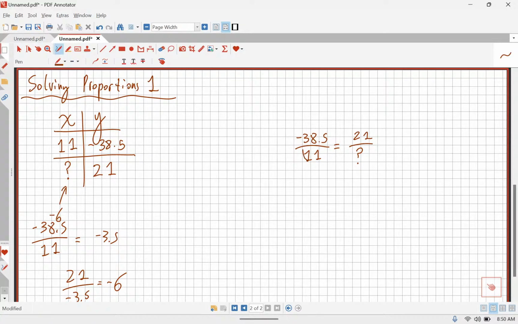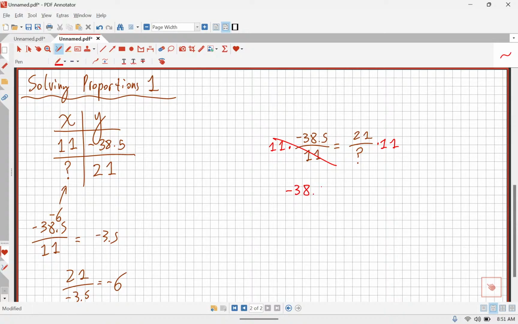So this equation gets a little bit tricky because it's got fractions all over the place. But here's the thing, guys. We can get rid of fractions really easily. What does a fraction bar secretly mean? Everyone, a fraction bar secretly means? It means division. So if we multiply both sides by 11, that'll divide that out. And I get negative 38.5 is equal to, well, that would be 11 over 1, and that would be 231 over question mark.